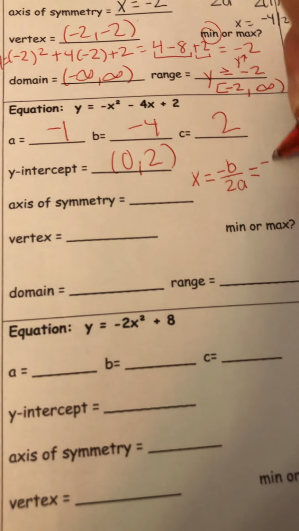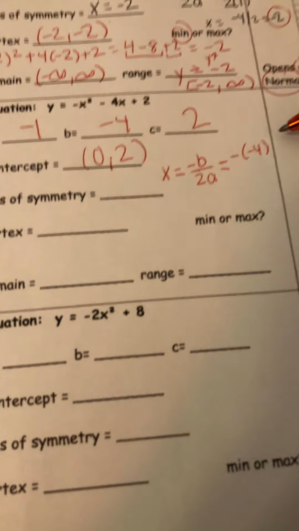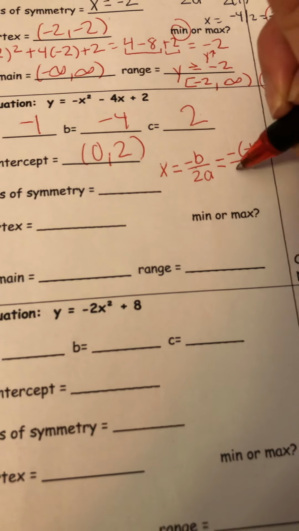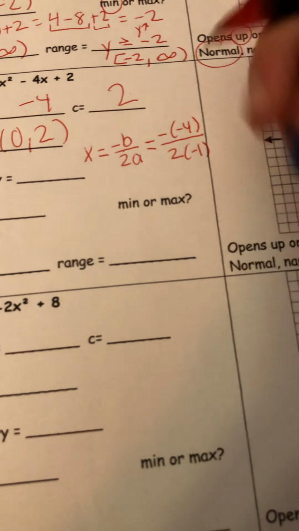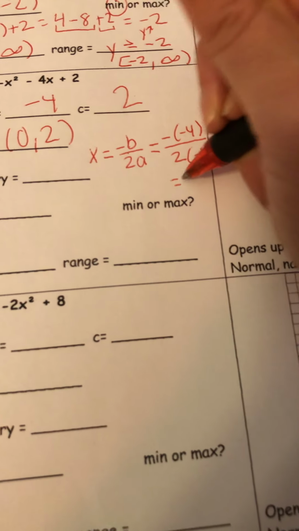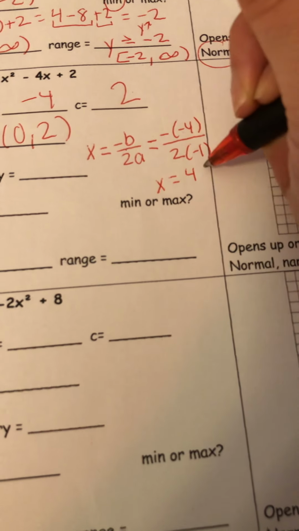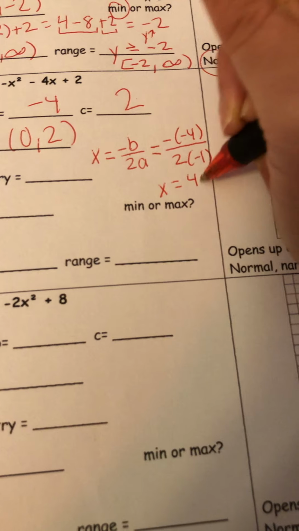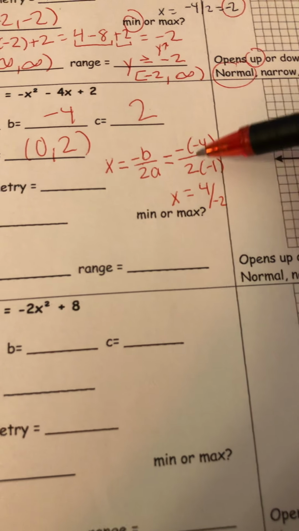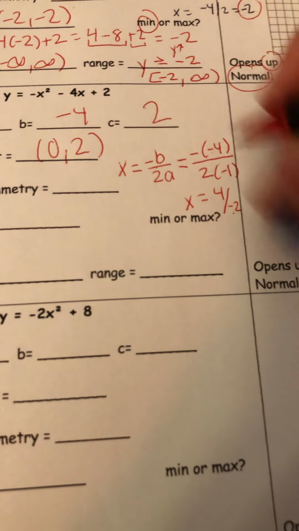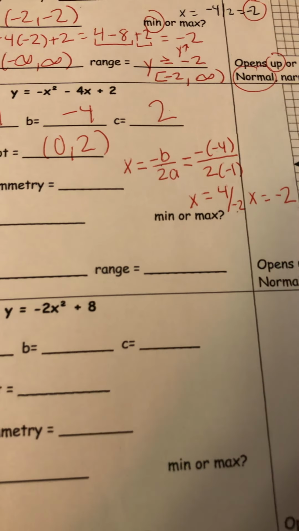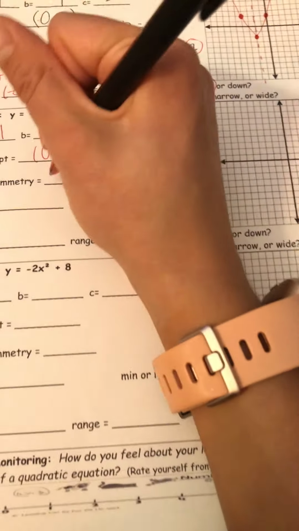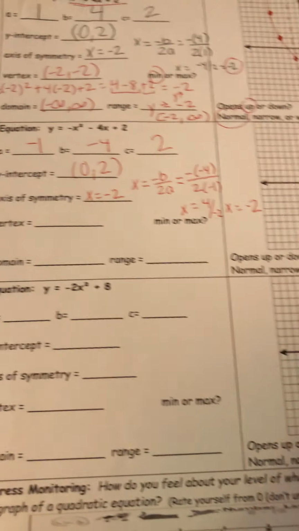So it's -4, and then it's all over 2 times a. Now, negative times negative is a positive. So x is going to be equal to 4 over -2, because 2 times -1 is -2. And then 4 divided by -2 is -2. So your axis of symmetry is that x equals -2.